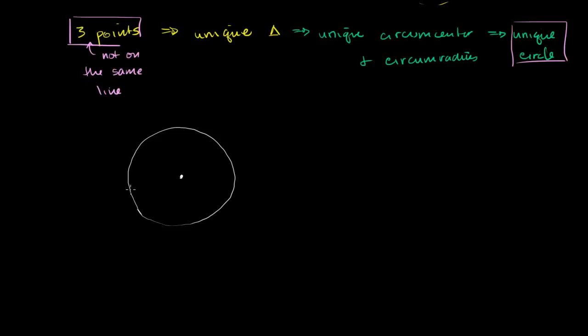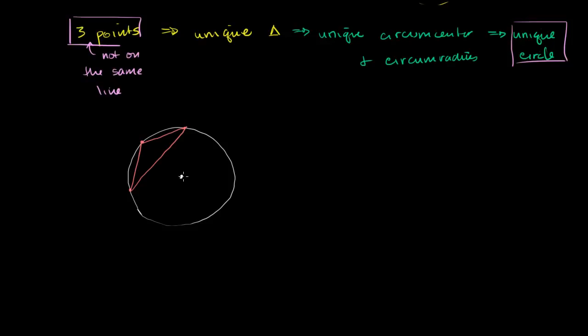So let me draw a crazy situation. Let me draw one where this center is clearly outside of the triangle. So we could have a triangle that looks like this, and clearly all 3 vertices sit on the circle. So you might at first say, wait, there's no way this could be the circumcenter. It's not even inside the triangle.